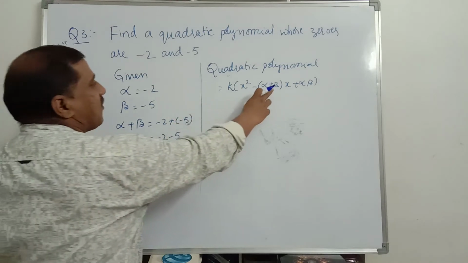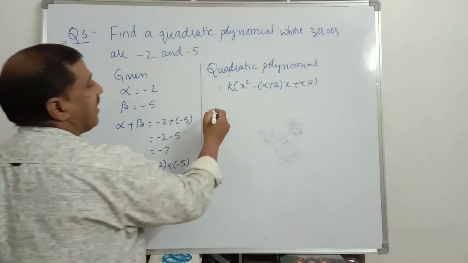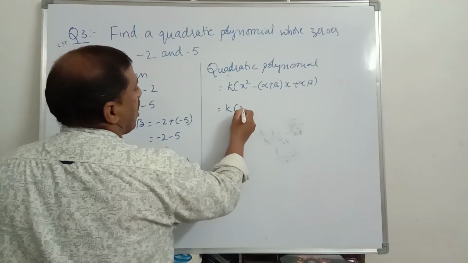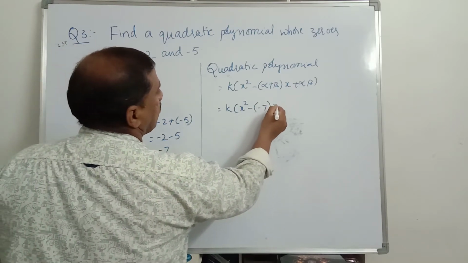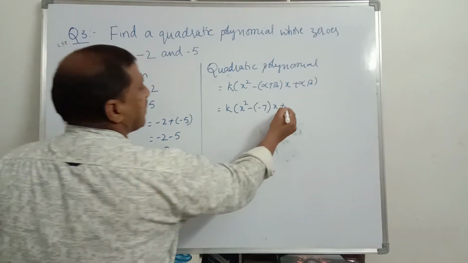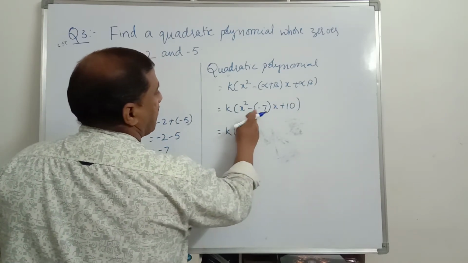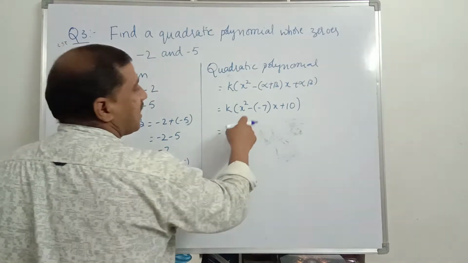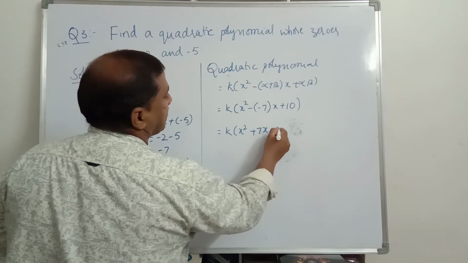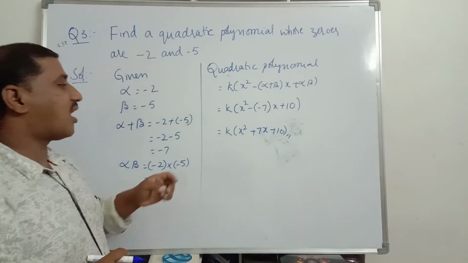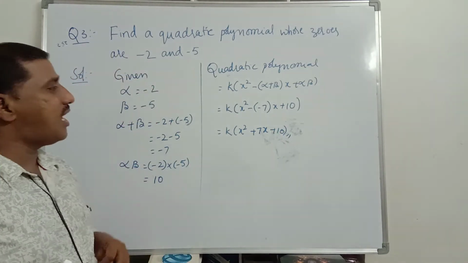Now substitute alpha plus beta as -7, alpha into beta as 10. Then you simplify. That is equal to k into x square minus (alpha plus beta, which is -7) into x plus (alpha into beta, which is 10). That is equal to k into x square minus into minus it is plus 1 into 7 it is 7 into x, it is 7x plus 10. So this is the required quadratic polynomial when we know the two zeros of the polynomial, -2 and -5.